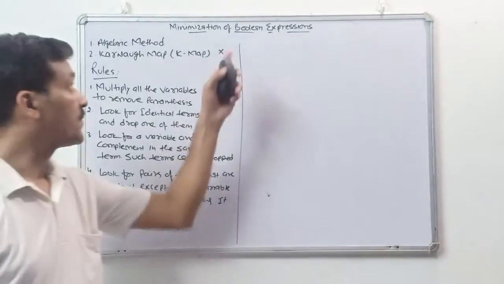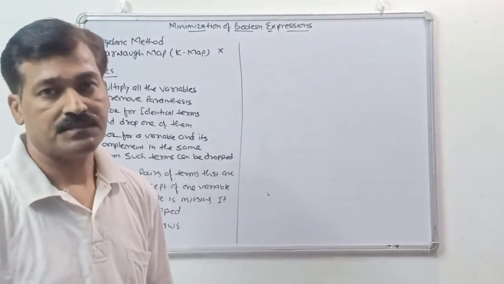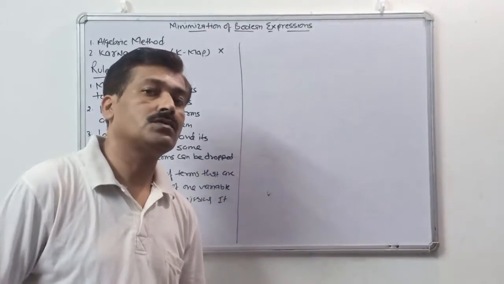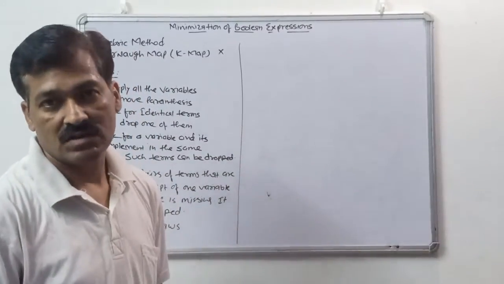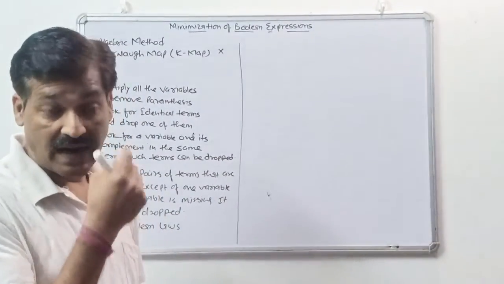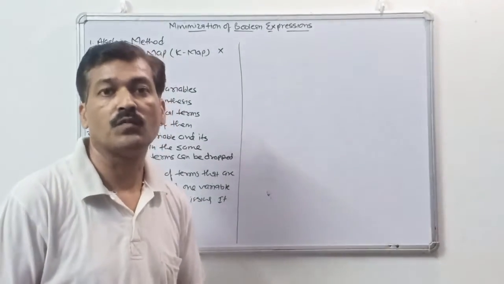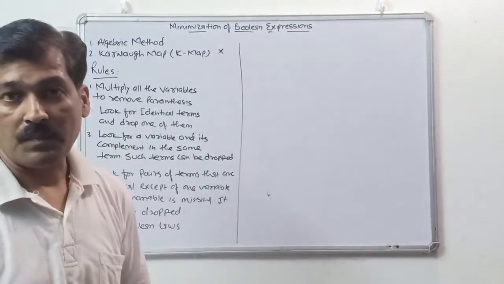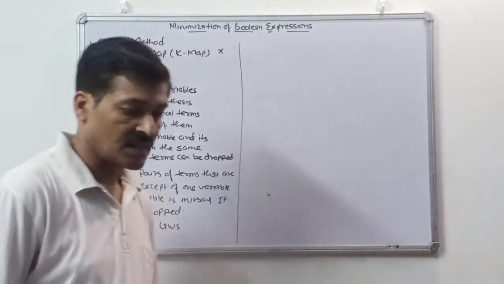Today in this video we will learn how to minimize the Boolean expression. In the previous video I told you about the use of Boolean laws, the different uses of Boolean laws and De Morgan's theorem, the expansion of De Morgan's theorem, and the proof of De Morgan's theorem. So in the next topic we will discuss minimization of Boolean expressions.